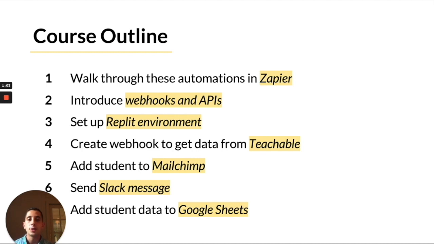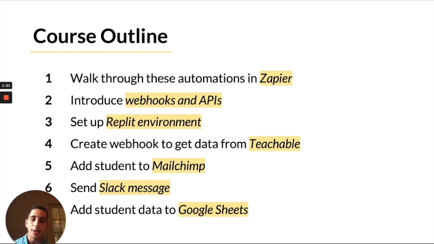We're going to start by walking through how I currently use Zapier to run these automations. I'm going to talk a little bit about webhooks and APIs, which might be a new concept, might not. Together, we're going to set up a Replit environment to actually write our code. Big fan of Replit, and I'm going to explain more why in a little bit.